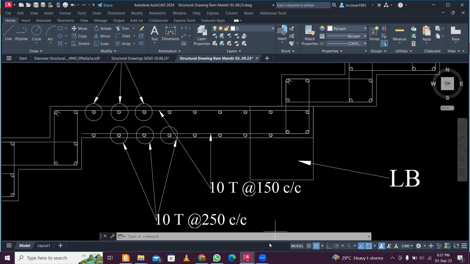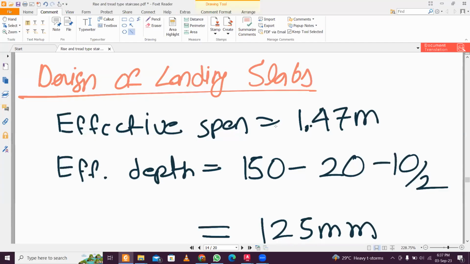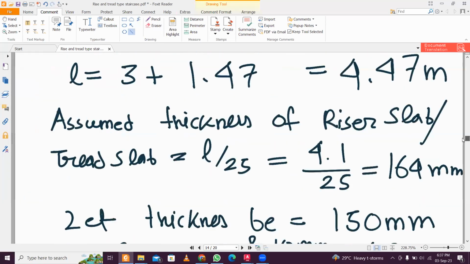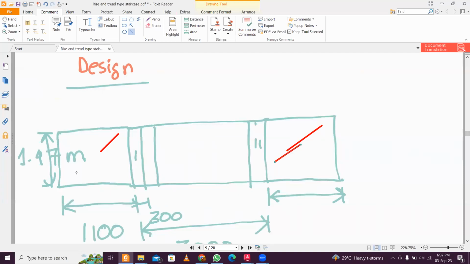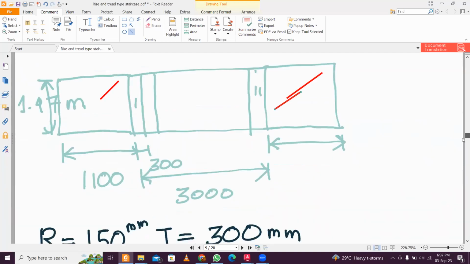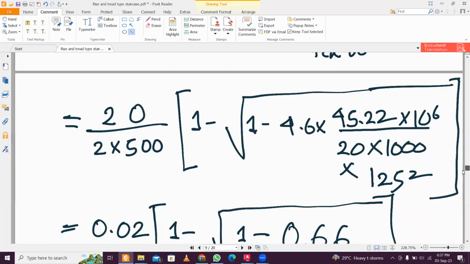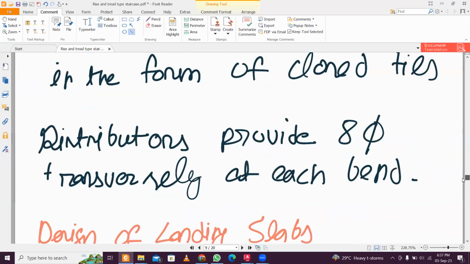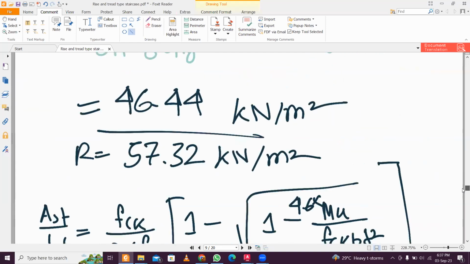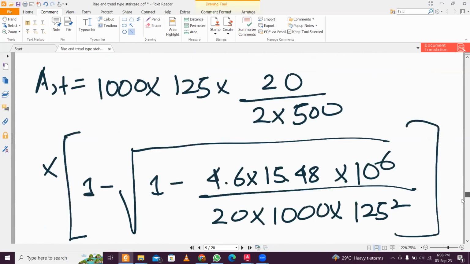Now let's come to the load on the landing, how we have designed this. So effective span on the landing is 1.47 meter, and if you just notice, this 1.47 meter was this one, the effective span of the landing here. So if there are 2 landings, then we have to do it a little bit differently, just into 2 in a place, but the effective span will be the same. Okay, so effective span is 1.47 meter.